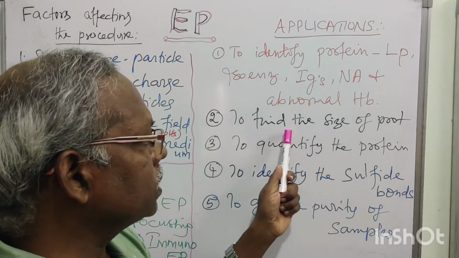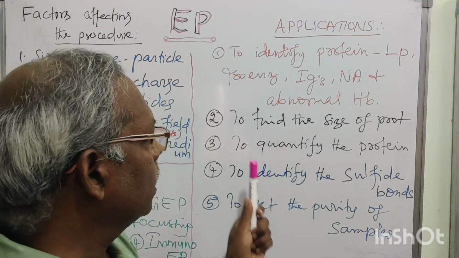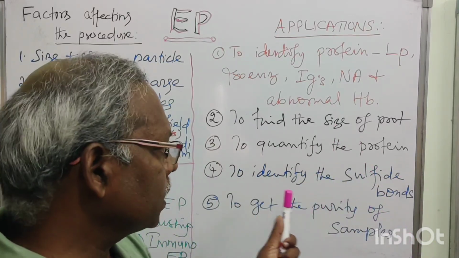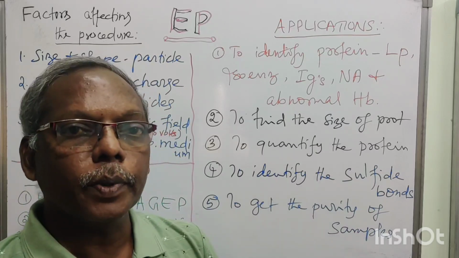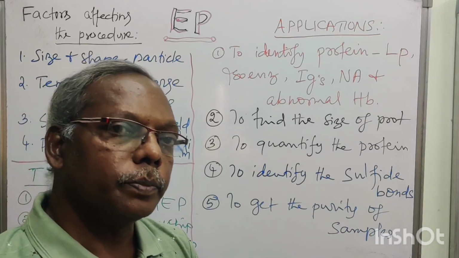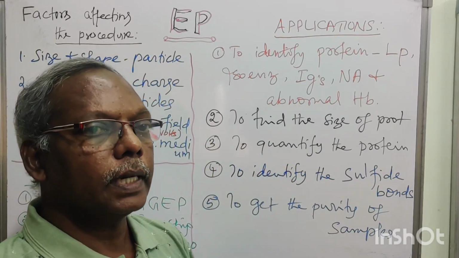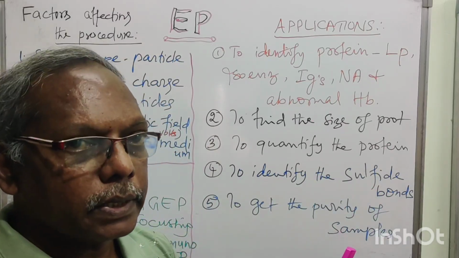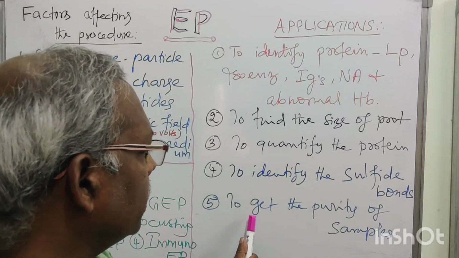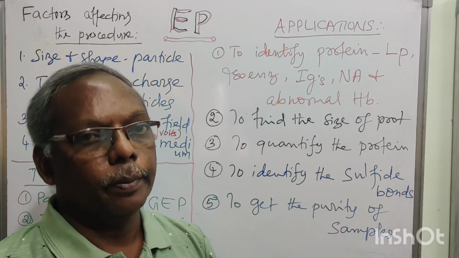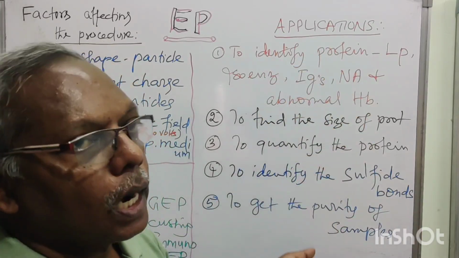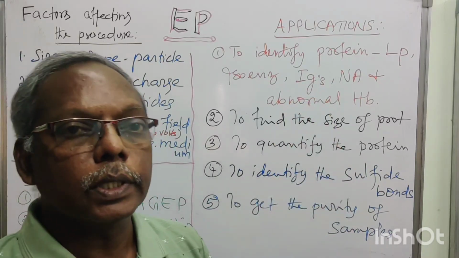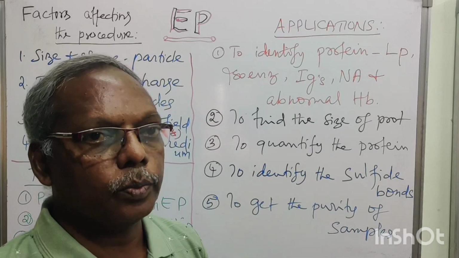Second one is to find out the size of the protein, and quantification of the protein is also measured by this electrophoretic technique. And to identify the sulfide bonds, whether it is minimal or abnormal, we can identify the sulfide bonds present in the polypeptide chain or any structure of the protein, and then to get the purity of the samples. So these are all the applications for electrophoresis. You should at least try to give 3 or 4 applications for electrophoresis.